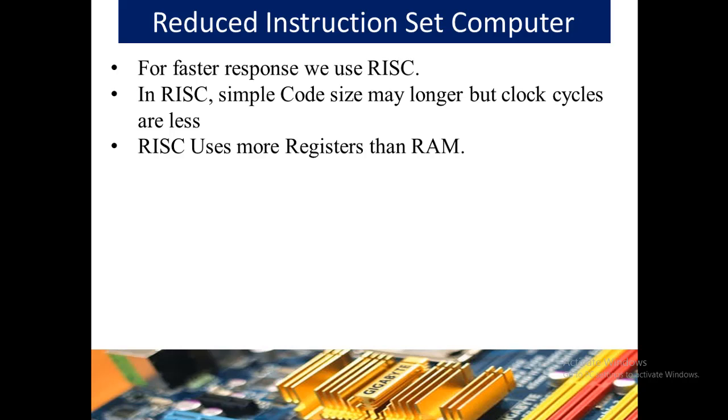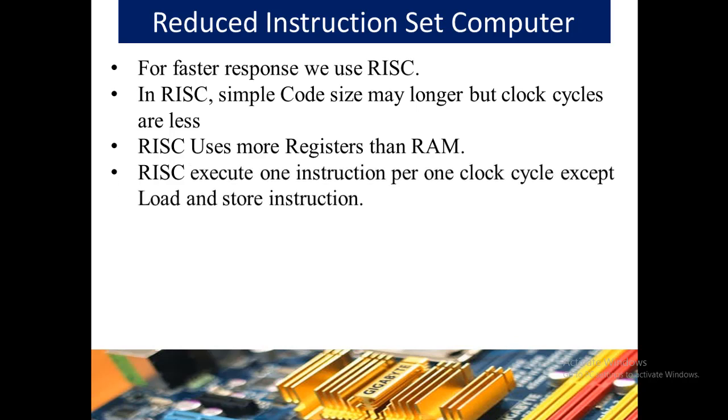Probably it uses 4 to 5 general purpose registers for the execution, for the processing, to perform calculations, to store data. It mainly uses registers, not RAM or memory. RISC executes one instruction per clock cycle, except load and store instructions. These are the only two instructions, load and store, that take 2 clock cycles to execute, while all other instructions take only 1 cycle to execute and perform the operations.